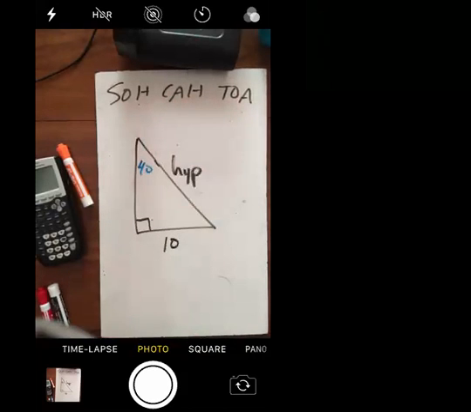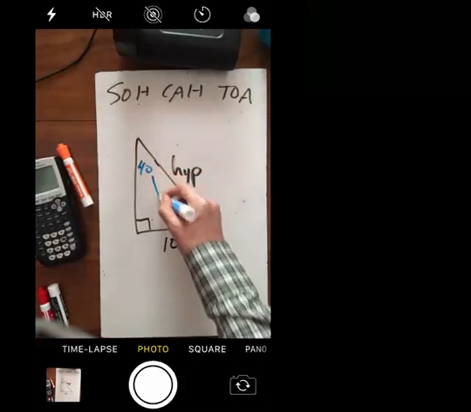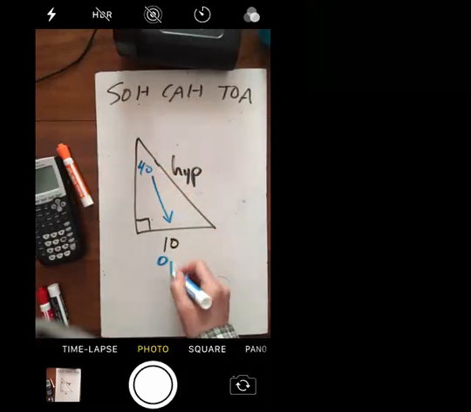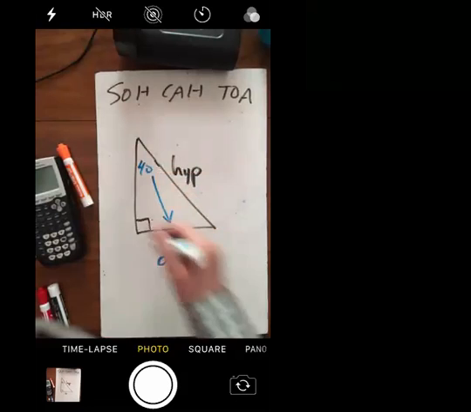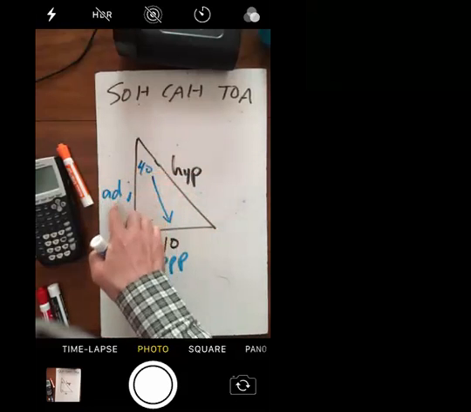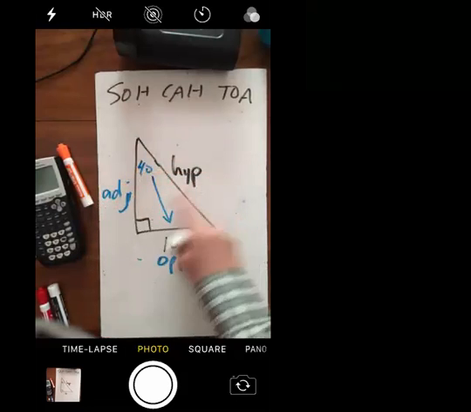In order to use right triangle trigonometry, I'm going to need to label the sides of the triangle from the perspective of the angle that I'm going to use. So my opposite side is across the triangle from my angle. So my opposite side I already know is 10. Then my adjacent side is the side that is next to the angle that I know, but is not the hypotenuse. The adjacent is a leg, just like the opposite is a leg.